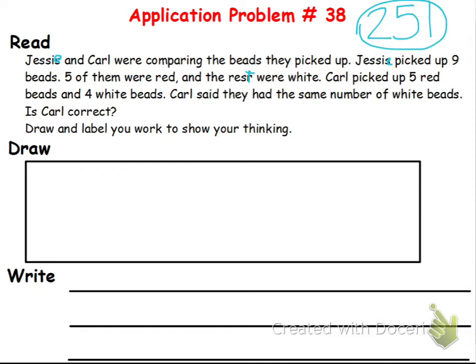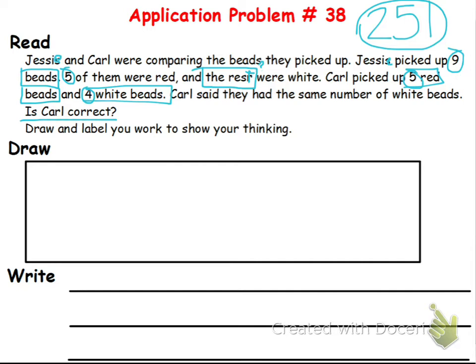So let's do cubes. I'm going to read it again. Get your pencil in your hand. Let's do cubes together. So Jesse and Carl are comparing beads they picked up. Jesse picked up 9 beads. 5 of them were red, and the rest is a mystery. This lets us know that we don't know, but we know the rest were white. Carl picked up 5 red beads and 4 white beads. Carl said they had the same number of beads. Is Carl correct? That's our question. We're going to have to draw and label our work to show our thinking.